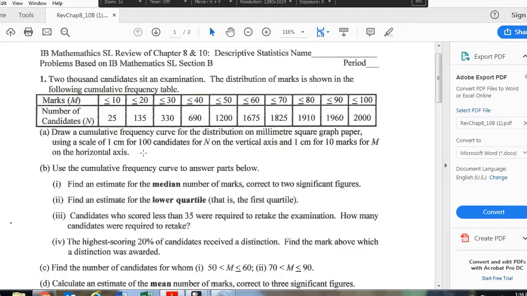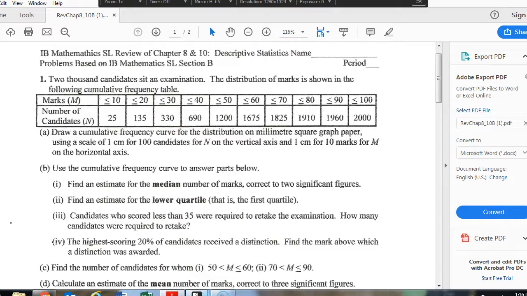They're going to give us a scale. So 1 centimeter is 100 on the y-axis, and 1 centimeter is 10 on the x-axis. I've already pre-drawn most of this graph so that I can show you what it's going to look like. I'll show you the scale, and also where I came up with my coordinates. The first point was (10, 25), my second point is (20, 135), and so on and so on. These all act as my ordered pairs.